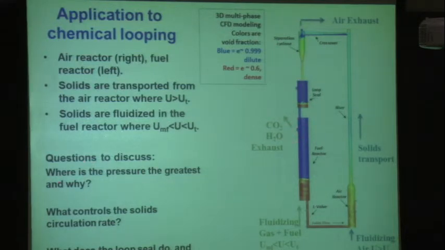So let's see if this makes some sense here right before the break. Where's the pressure highest around this loop? Stop and think about that for a minute. Where is the pressure highest as you go around that loop? Somebody's pointing. Anybody volunteering? It doesn't matter if you're wrong. Don't feel bad. I'm wrong about most things.